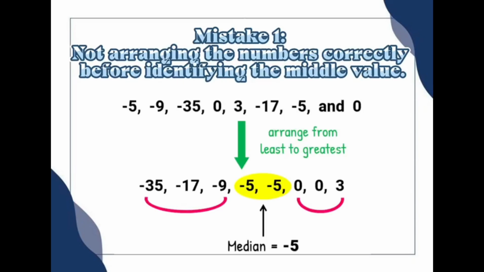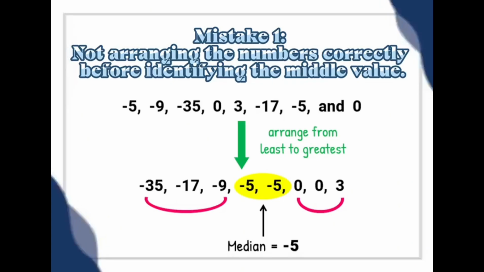Mistake number 1, not arranging the numbers correctly before identifying the middle value. Since it has two pairs of the same number, you'll have two middle values. If the numbers are not arranged correctly, you will select the wrong numbers as the middle values. This will result in an incorrect calculation of the median. The accuracy of the median, a measure of central tendency, depends entirely on the correct ordering of the data. This incorrect median would then lead to potential misinterpretation in any further analysis.